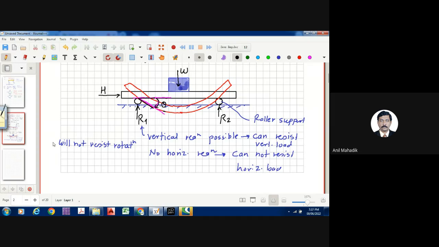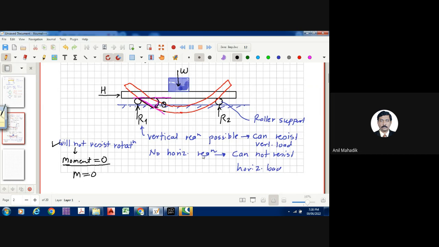So that means it will not resist rotation. That means the moment is zero at this point. Moment means resisting moment, we can say. It cannot resist moment, so it is zero because it is going to rotate. So there will be vertical reaction, there will not be any horizontal reaction, and there will not be any moment also. Correct? Got this? Yes, sir. So see, moment is a kind of reaction, what we are doing. So moment is zero means M is equal to zero, I can write.